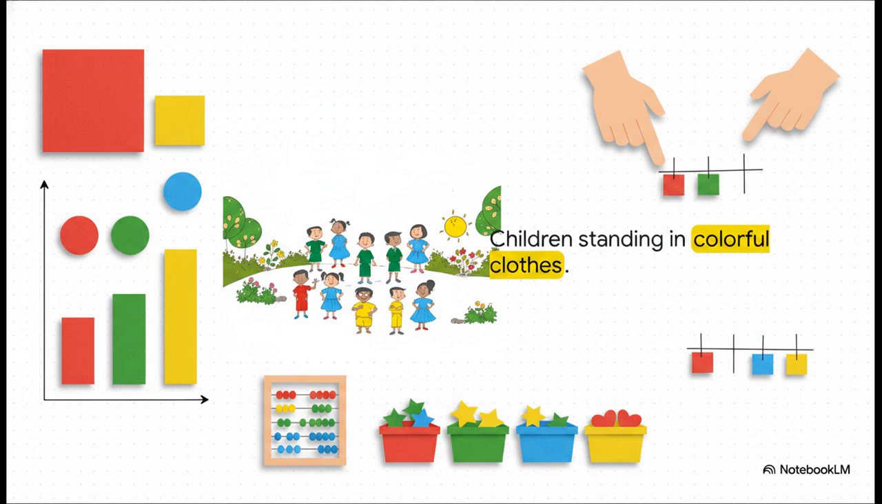What's really interesting here is how the textbook uses these vibrant, highly relatable illustrations. Take these kids standing around in different colored outfits: red, green, blue, and yellow. Now, at this stage, the child isn't being asked to analyze anything. They're just observing a happy, familiar scene. But sneakily, the book is setting them up to categorize visual information just by having them count the number of children wearing each specific color.